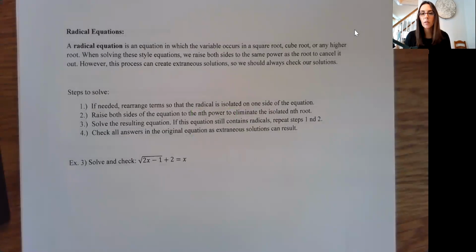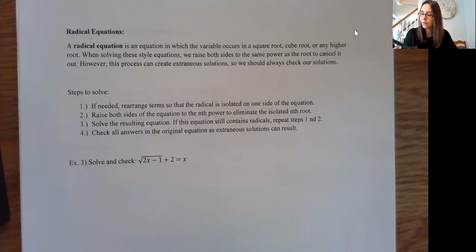When solving these style equations, what we basically do is raise both sides to the same power as the root to cancel it out. The problem here, though, and I've mentioned this in other previous strategies for solving things, is that it can create extraneous solutions. So you always want to check your solutions. Remember, extraneous solutions don't actually work. So when you plug them back in, you see that they're not really true solutions. This happens in general when we start multiplying by variables on both sides of the equation or raising variables to powers. Sometimes we get extra variables in there, which give us extra solutions. So anytime you use that sort of strategy, you're going to have to check your answers.